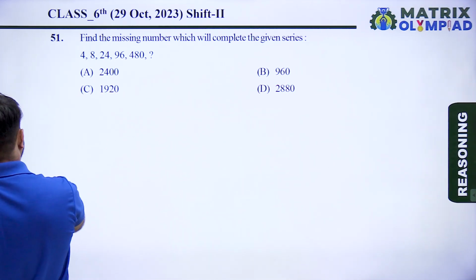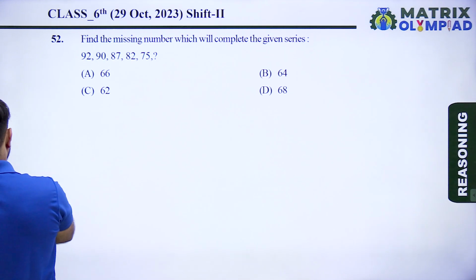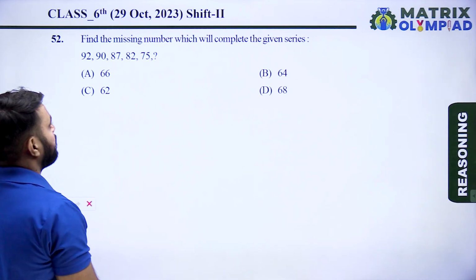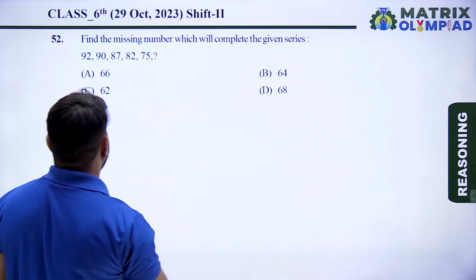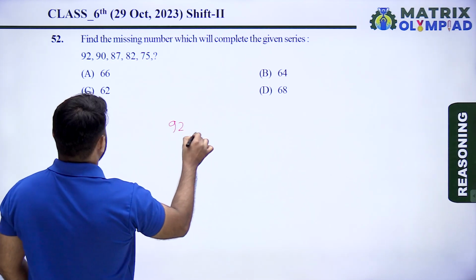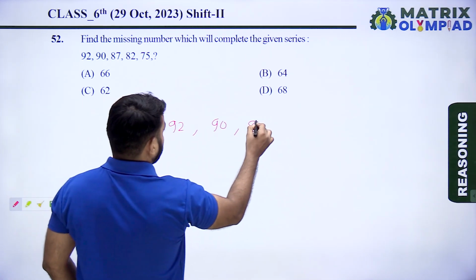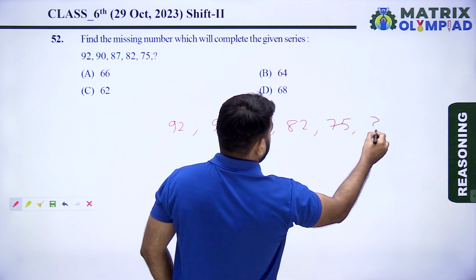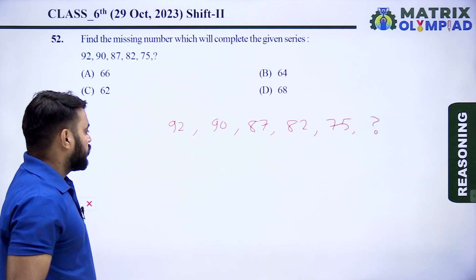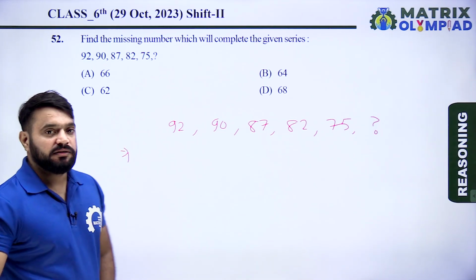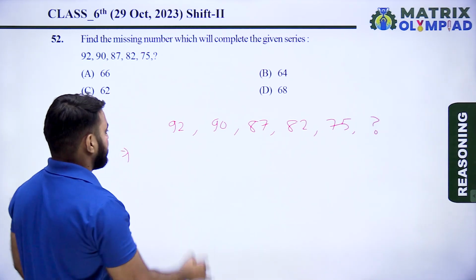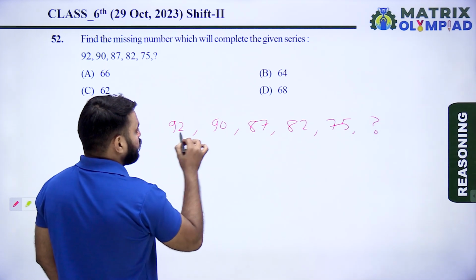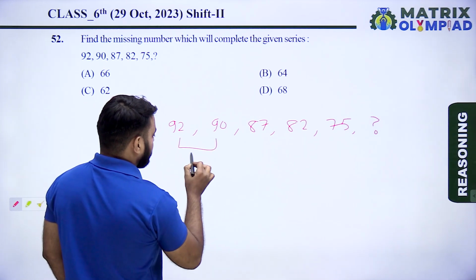So next question is question number 52. Find the missing number which will complete the given series. So series is 92, 90, 87, 82, 75 and find the next missing number. So first find the pattern of the series. So pattern of this series 92 to 90, it means minus 2.